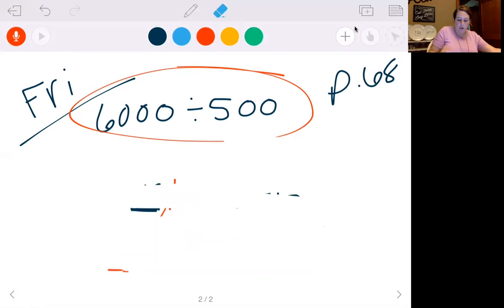Okay, so let's do the other example they give us. The other one they give us was 180 divided by 2.